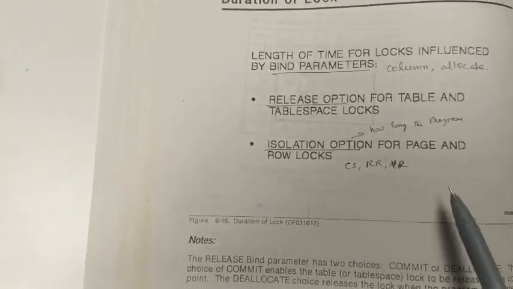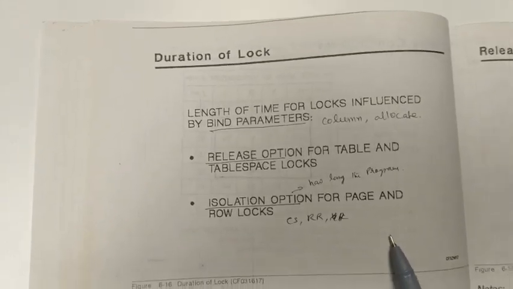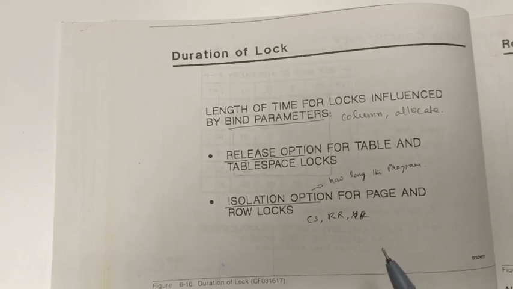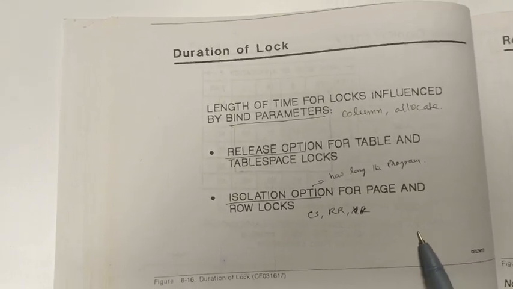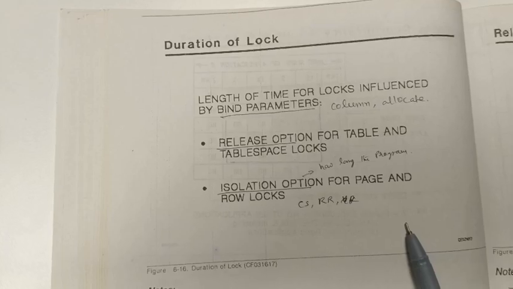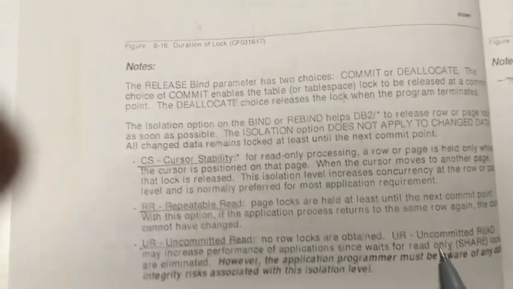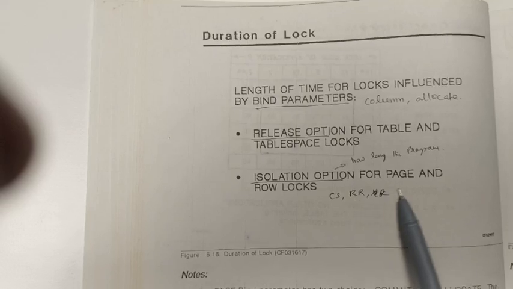Friends, this is an important question. Whenever the interview happens, I have seen 99% of the time, some interviewers ask what is cursor stability, repeatable read, or uncommitted read. These are important questions. They will ask what the isolation level option is.